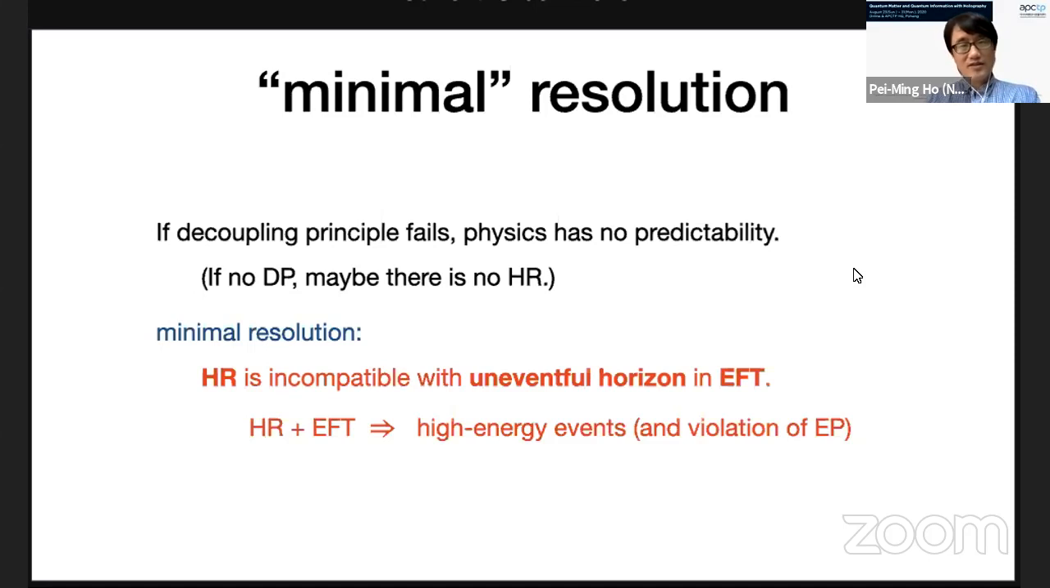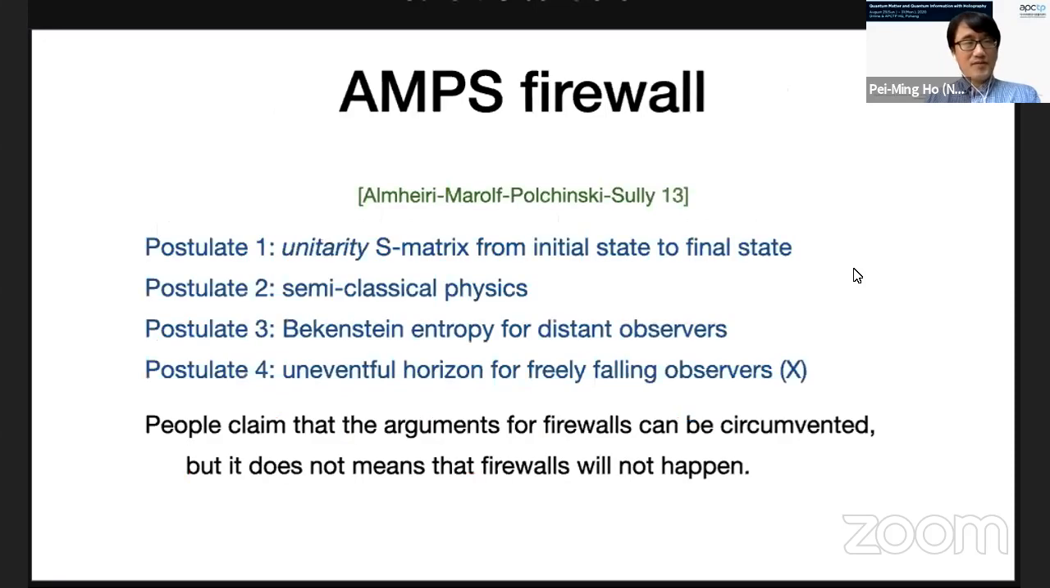So this looks very much like the firewall proposal. So in the firewall paper, they listed several postulates, essentially the same postulates people usually make. And also they propose that the uneventful horizon is the postulate that should be given up if you want to preserve information. This is the least dramatic way of resolving the paradox.